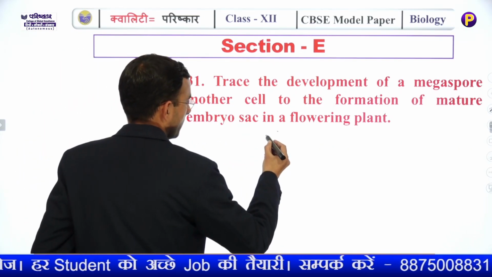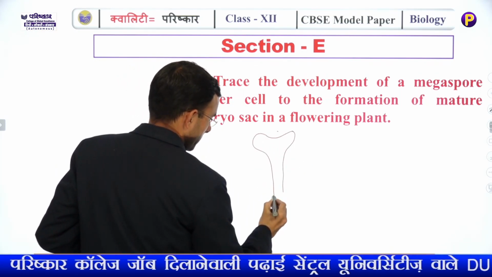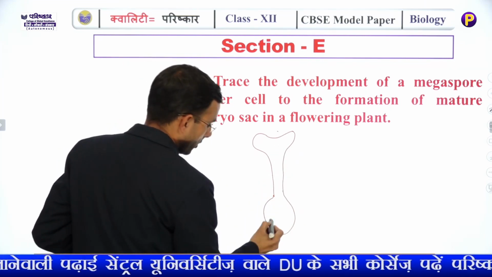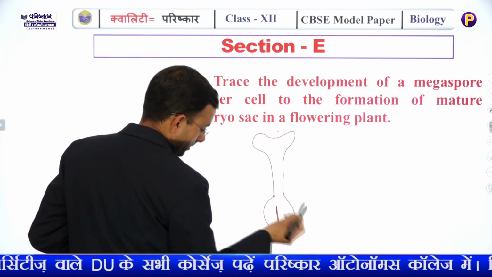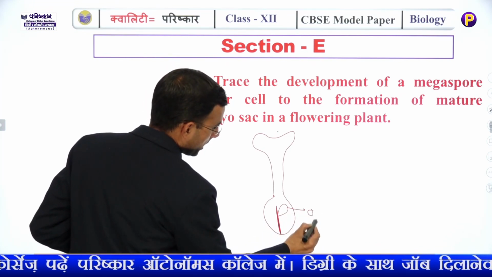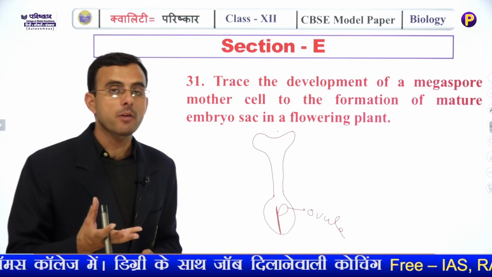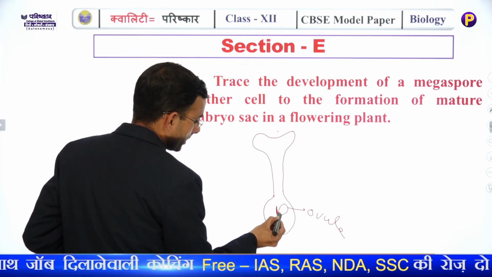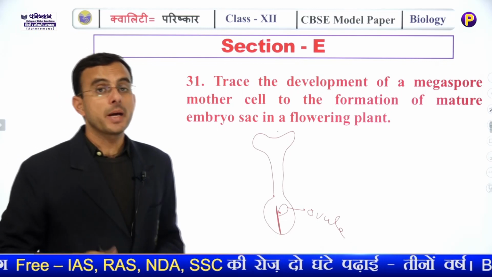So look at this one. This is the female flower. In that flower, this is the stigma, style and ovary, and in that ovary there are ovules. So these are ovules. In that ovule there is a development of megaspore. In that there is a cell, and that cell is known as the megaspore mother cell.